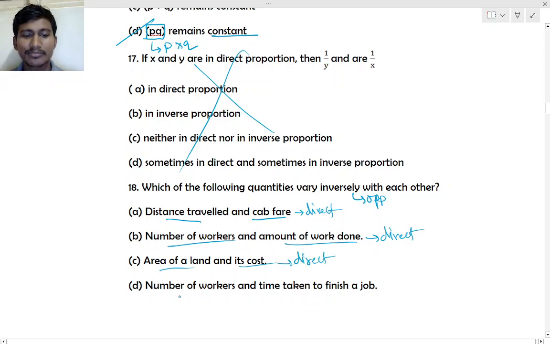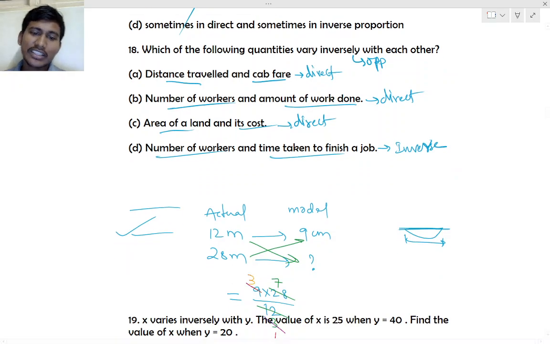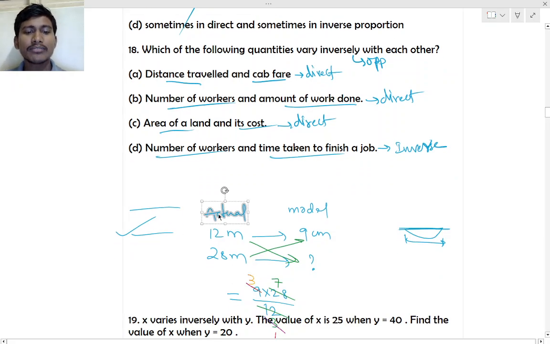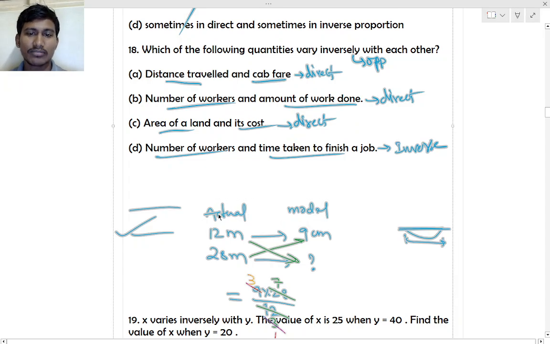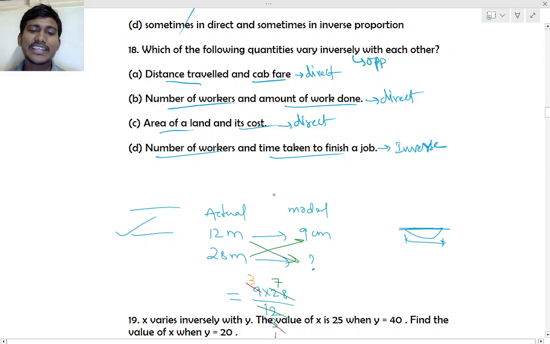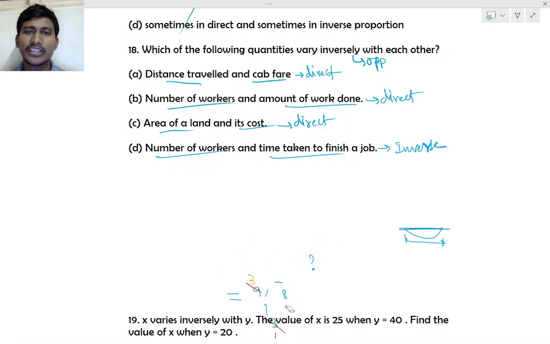So answer will be number of workers and time taken to finish the job. This is inverse. So here they are building one wall. Let us consider a wall. If there are more people, time will be less. Only one wall is there. So time will be less. So D is the answer. That is inverse proportion. Understand?